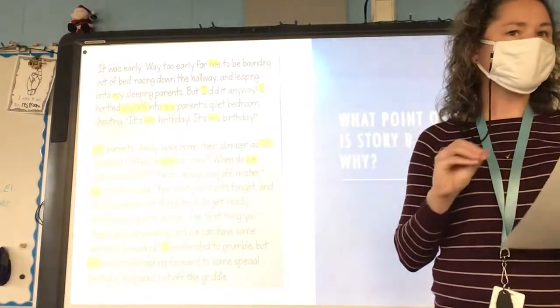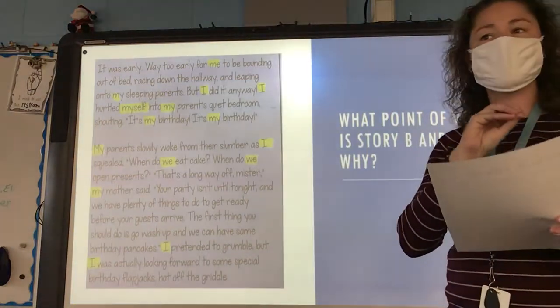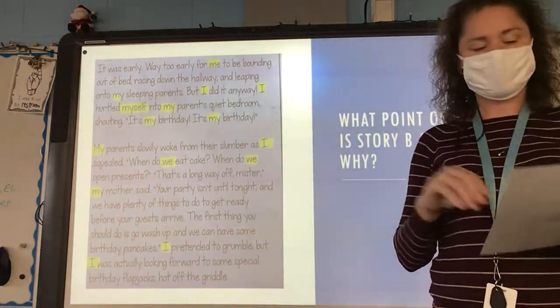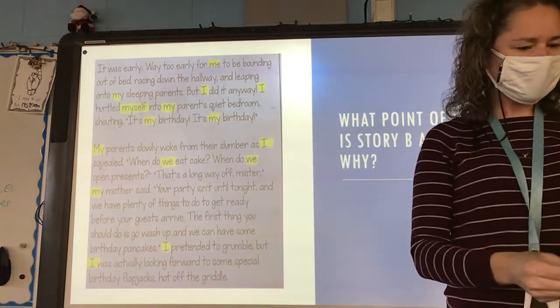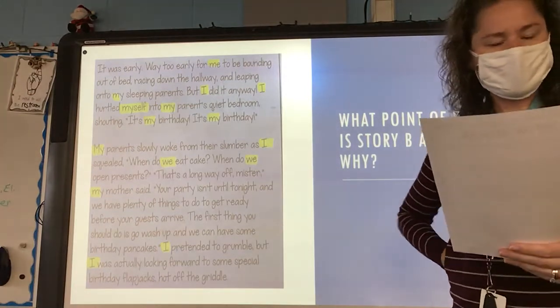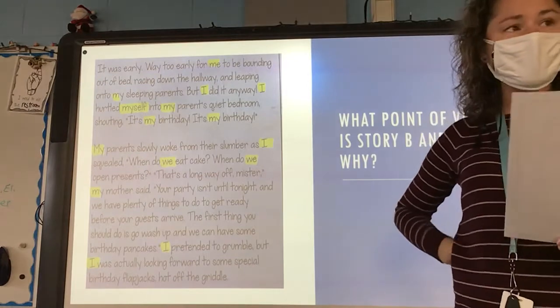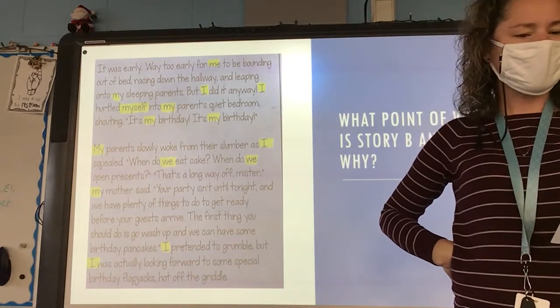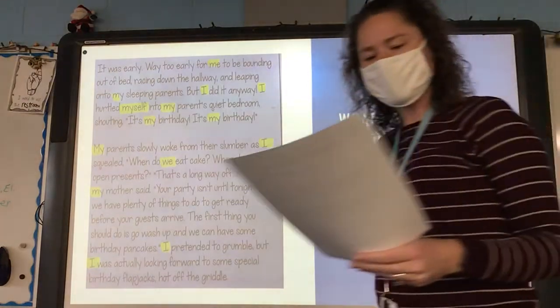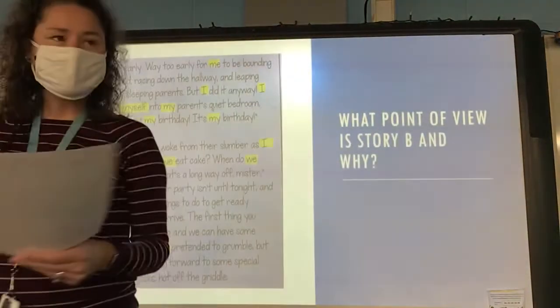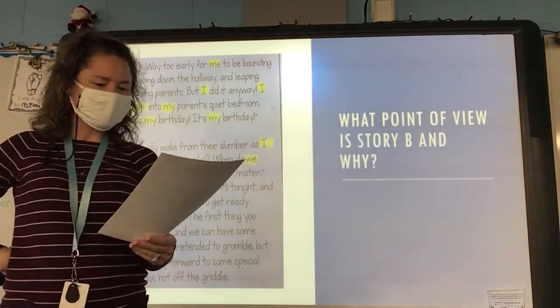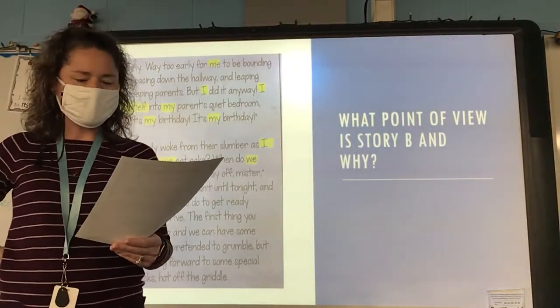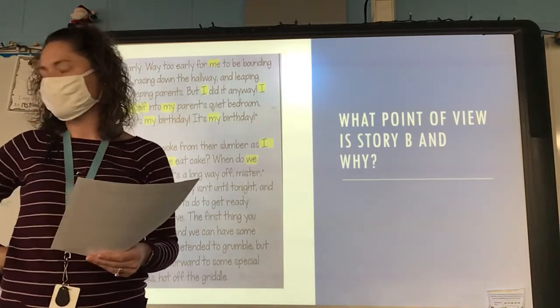So the first one was told by mom. We were hearing it through a narrator, right? Let's see what this one is. It says, "It was early. Way too early for me to be bounding out of bed, racing down the hallway and leaping onto my sleeping parents. But I did it anyway. I hurled myself into my parents' quiet bedroom shouting, 'It's my birthday, it's my birthday.'"